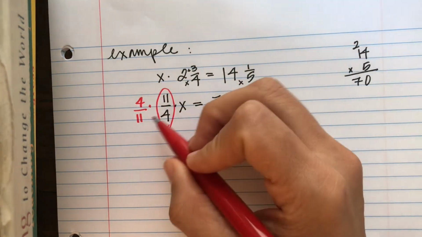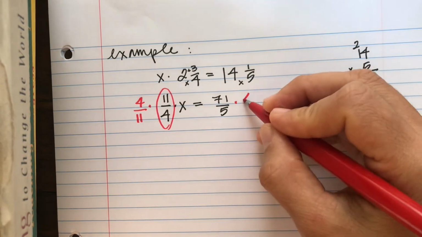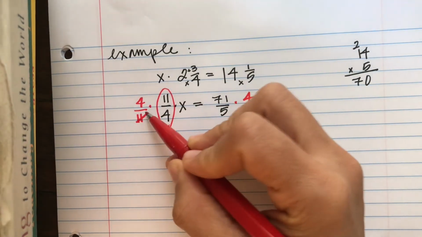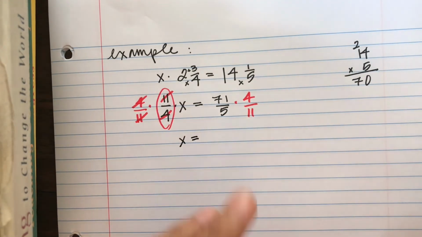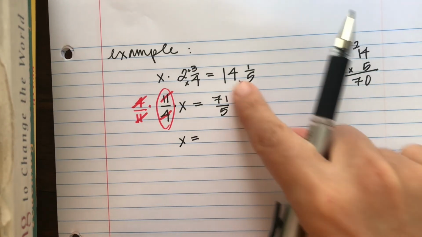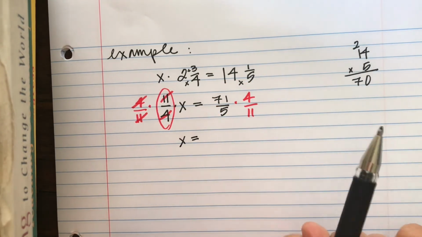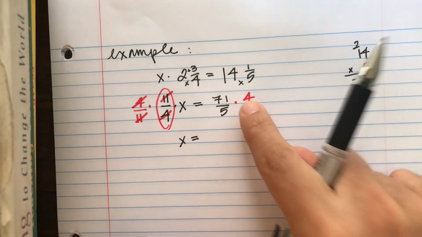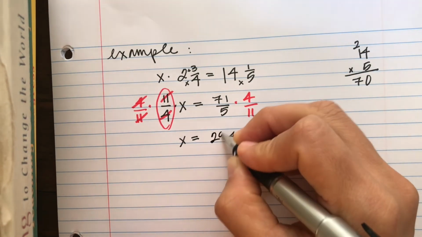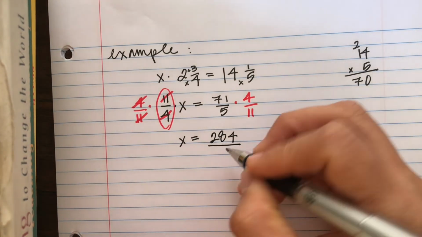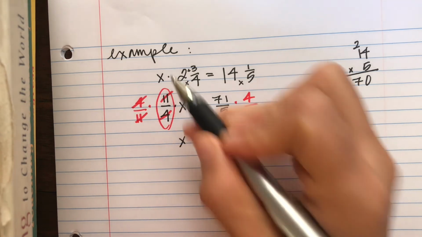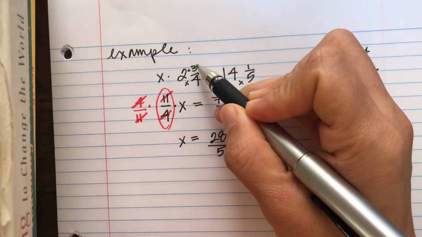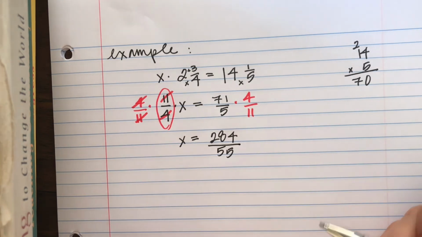And what I do to one side, I will do to the other side, right? These will cancel out. So I've got my x by itself, which is what I wanted. I've isolated the variable, and now I'm just going to go ahead and multiply these. I can't simplify or cross cancel in any way. So 71 times 4 is 284, and 11 times 5 is 55. Now your job would be to simplify it and check it, and you should get the same answer when I substitute, right? 284/55 multiplied by 2 3/4 will give me 14 1/5.